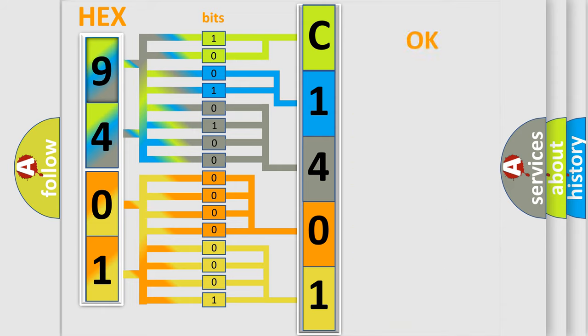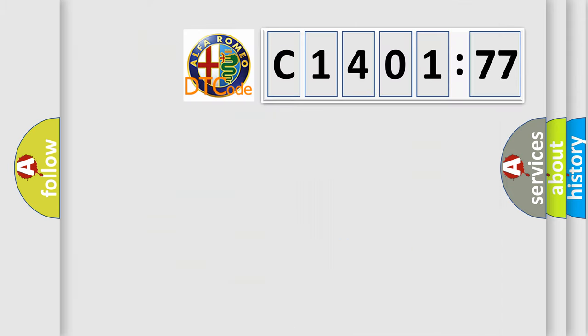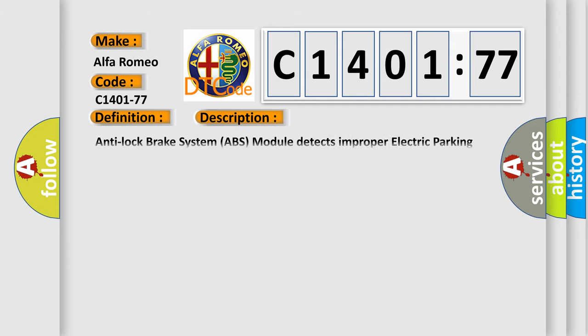We now know in what way the diagnostic tool translates the received information into a more comprehensible format. The number itself does not make sense to us if we cannot assign information about it to what it actually expresses. So, what does the Diagnostic Trouble Code C1401-77 interpret specifically for Alfa-Romeo car manufacturers? The basic definition is electric park brake motor, commanded position not reachable. And now this is a short description of this DTC code.